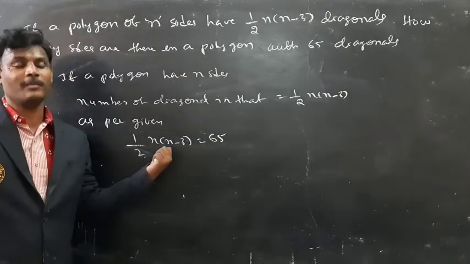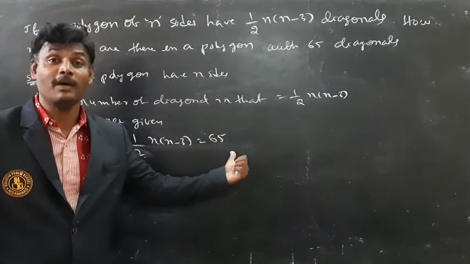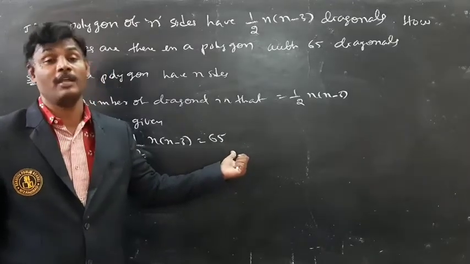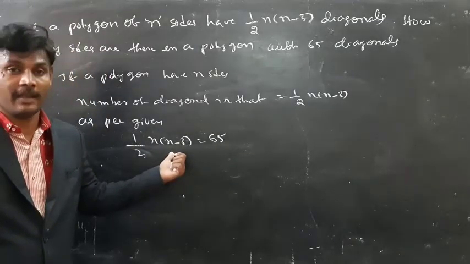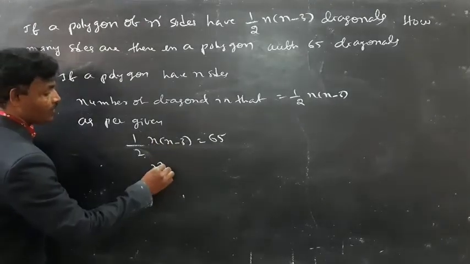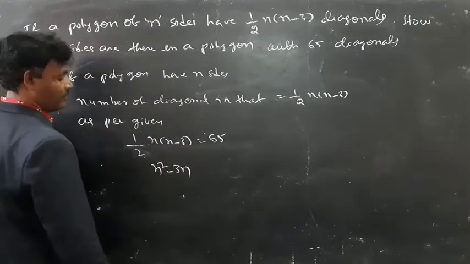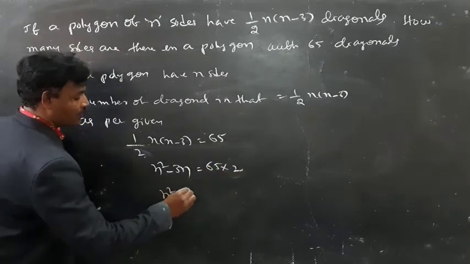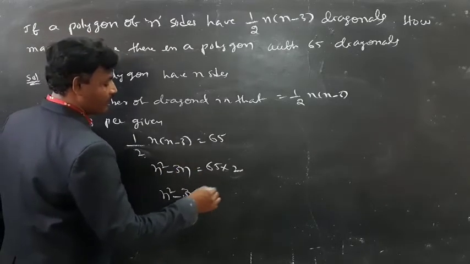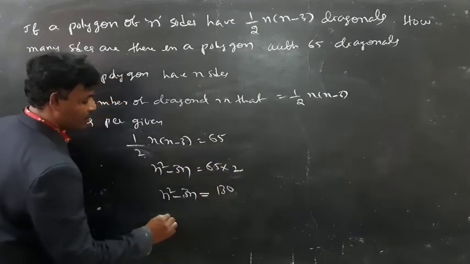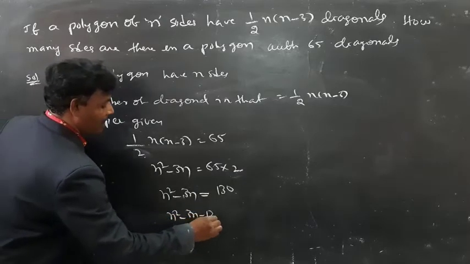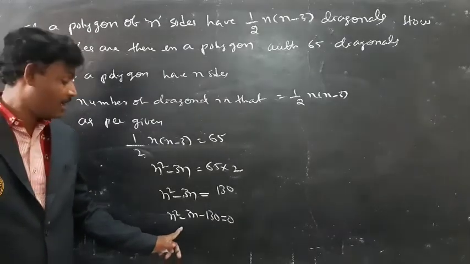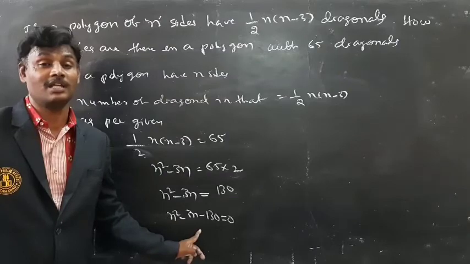Here n is nothing but the number of sides. I know the number of diagonals of the polygon, but I don't know the number of sides. So the number of sides is n. n squared minus 3n is equal to 65 into 2, which is 130. So n squared minus 3n minus 130 is equal to 0. Here also a quadratic equation is formed: n squared minus 3n minus 130 equals 0.